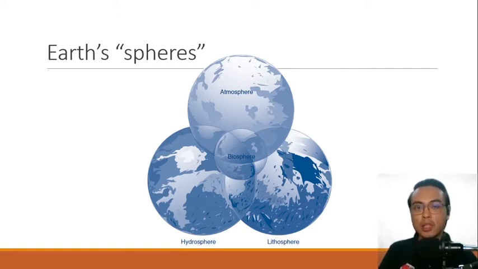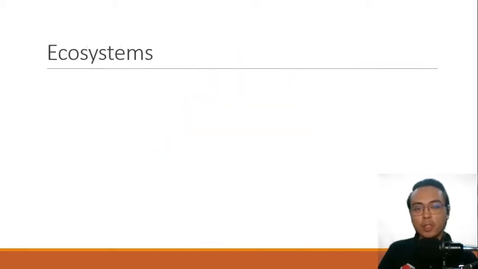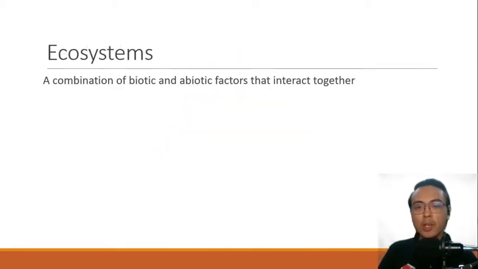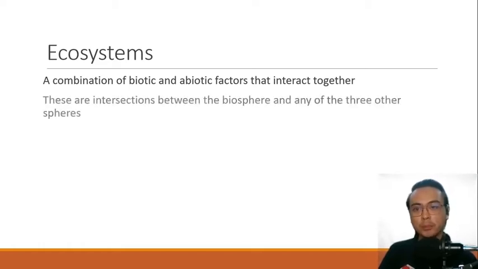So you see that the spheres of the Earth here are represented as a Venn diagram, wherein each intersection represents an ecosystem. So let's define what an ecosystem is. It's a combination of biotic and abiotic factors that interact together. When we say biotic factors, these are the living species, these are the things found in the biosphere. And when we say abiotic factors, these are the non-living things, and these are represented by the lithosphere, hydrosphere, and the atmosphere.